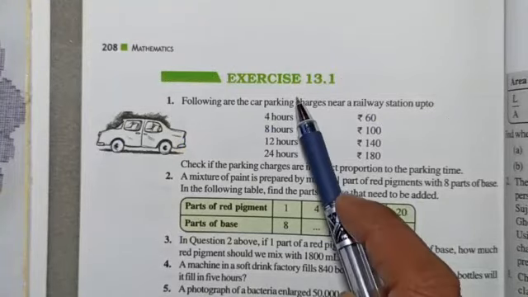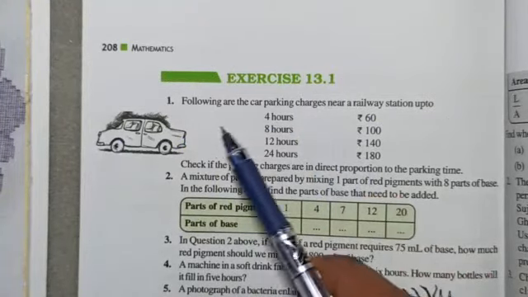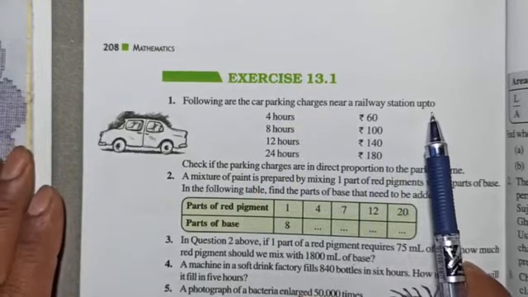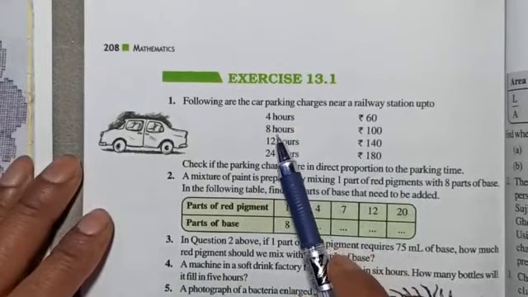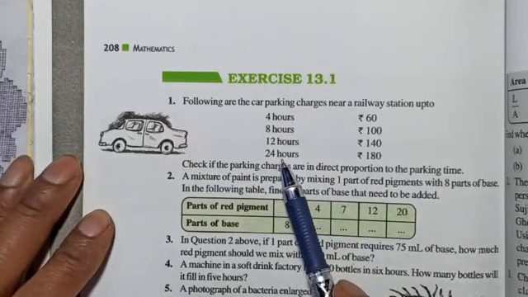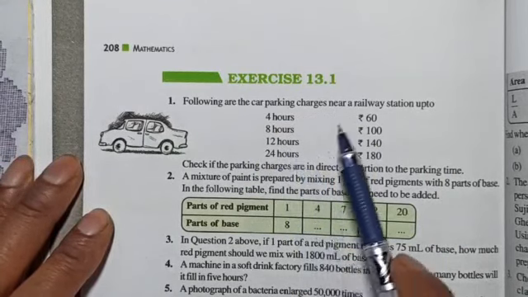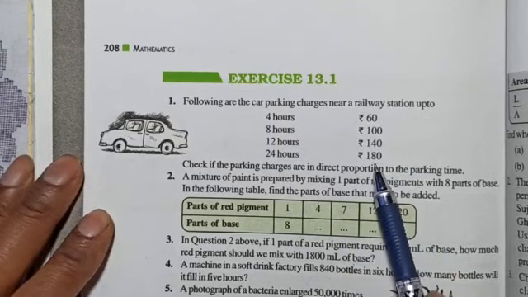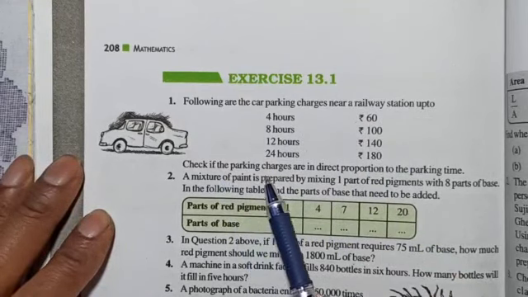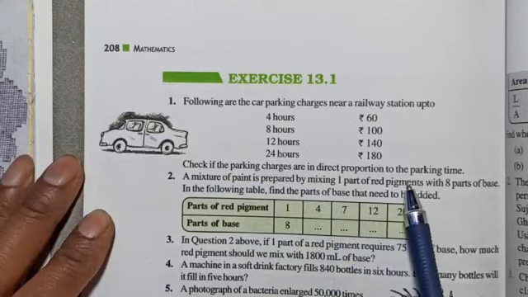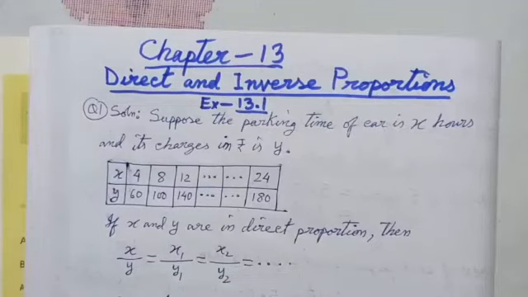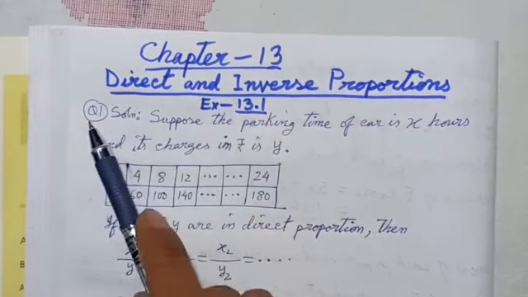Now let's try exercise 13.1. Question 1. Following are the car parking charges near a railway station up to 4 hours, 8 hours, 12 hours, 24 hours, and its charges are rupees 60, rupees 100, rupees 140, rupees 180. Check if the parking charges are in direct proportion to the parking time. Okay, now let's try this.